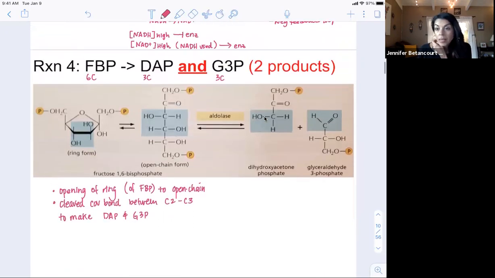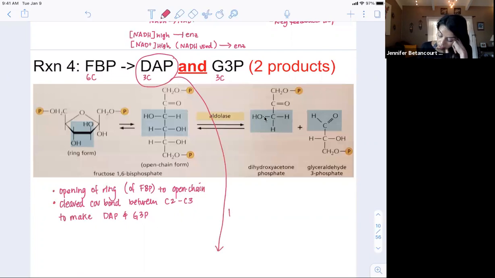So importantly, you're going to say like, cool, I'm getting it, right? So these products become the substrate for the next reaction. Yes, but only for one. Only one of these products gets used in the next reaction. And the product that gets used in the next reaction is DAP. This is the product that gets used as a substrate in reaction 5. Okay, so let's go look at that.